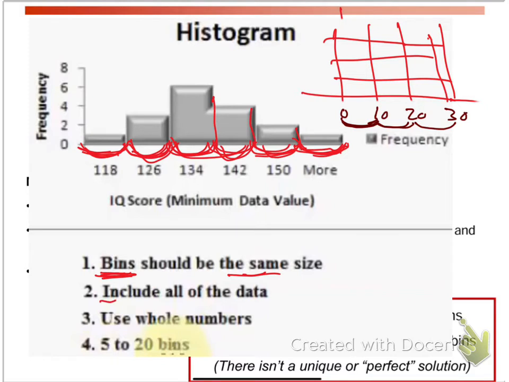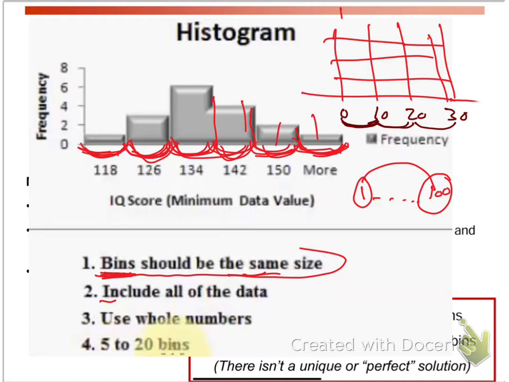We have to make sure that these bins cover all the data. So if I have data from 1 to 100, I have to make sure that all this data will find a place in the bins which we have selected. If I say here up to 100 and they have a data of 113, where can I put it? I don't have a bin to put it in. So I have to make sure that all the bins which I have selected cover all the data.